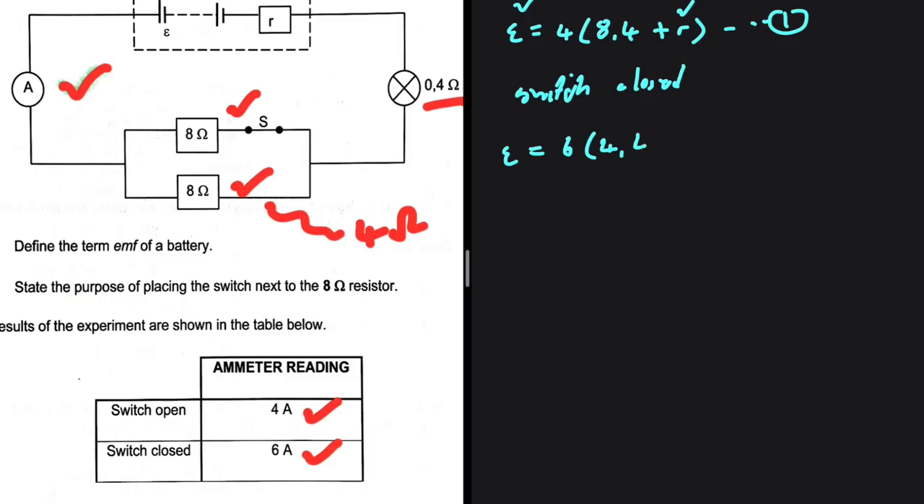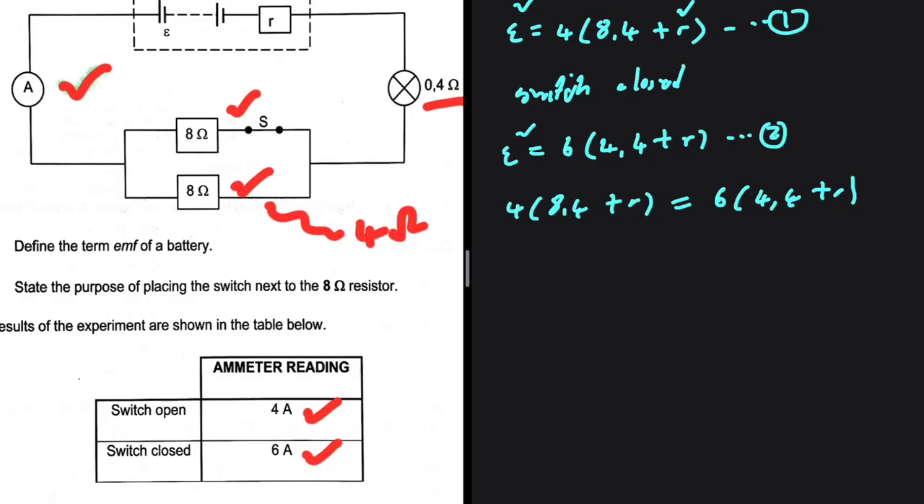So we have 4.4 plus our internal resistance. This is our equation 2. We're saying that the EMF stays the same, so we can equate these two equations. I have 4 multiplied by 8.4 plus the internal resistance, equal to 6 multiplied by 4.4 plus the internal resistance. Now it is just a matter of solving for R, and we're going to have our internal resistance. Let's go ahead and do that and see what we're going to have.